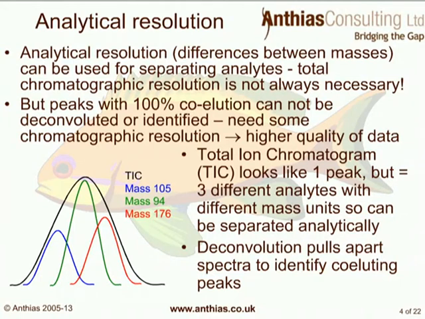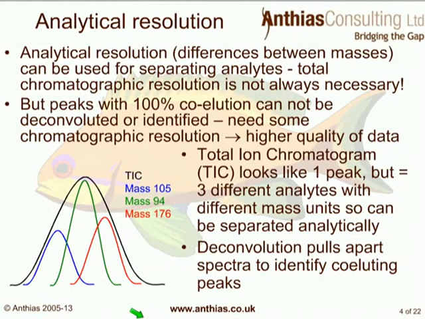If we look at the peak here, you can see the total ion chromatogram, which is the black line just here, and that is what we'd see in our normal chromatogram. But if we go and extract three other ions, here the 105, the 94, and the 176, we can see that we actually have three different compounds underneath the TIC. The TIC itself is a total ion chromatogram. It's the sum of the abundances of all the individual masses that we have acquired in our mass spec method.